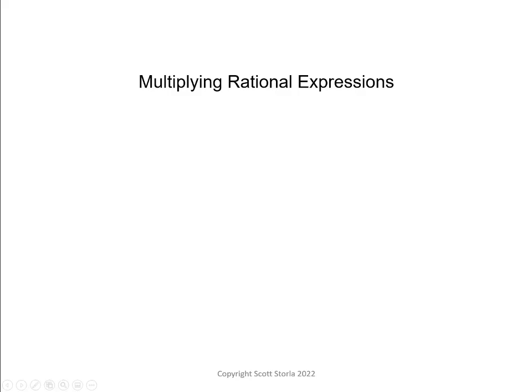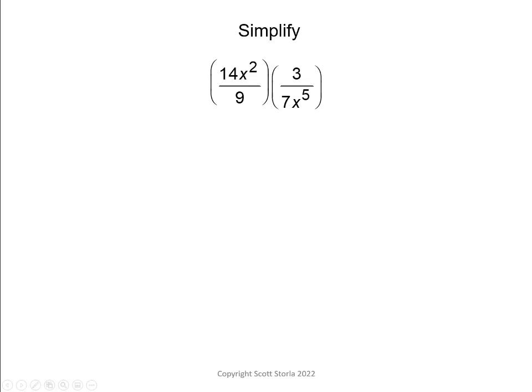Now let's practice multiplying some rational expressions. Here's the first one. Please pause the video and see how you do. When we multiply rational expressions like this, we don't need a common denominator. We're just going to multiply the numerators together and the denominators together.